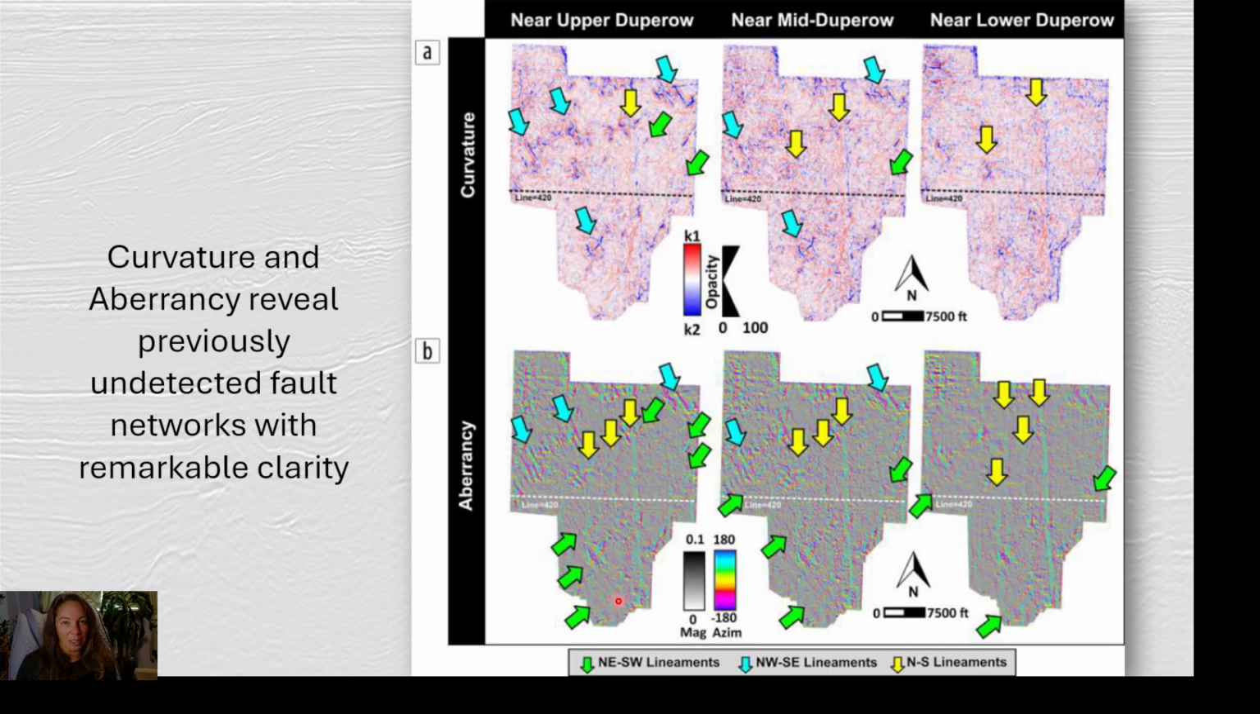Curvature and aberrancy were also looked at as attributes. So you can see in curvature that it is able to pick out now, better than just the broadband coherence, some of these features and lineaments, and aberrancy does a spectacular job of picking out even more lineations. So if you're going to be injecting in the subsurface, you want to properly risk your reservoir. And so I'm a big fan of recommending that folks use aberrancy for that risking.